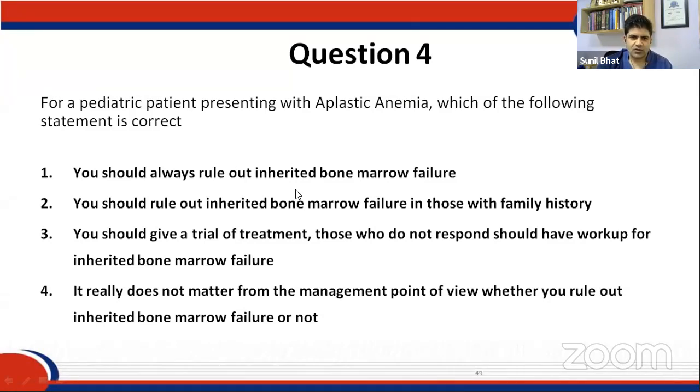You should always rule out inherited bone marrow failure. You should rule out inherited bone marrow failure in those with family history. You should give a trial of treatment, and those who do not respond should have workup for inherited bone marrow failure. It really doesn't matter from the management point of view whether you rule out bone marrow failure or not. So 15 seconds for the answer, and then we'll discuss this question.